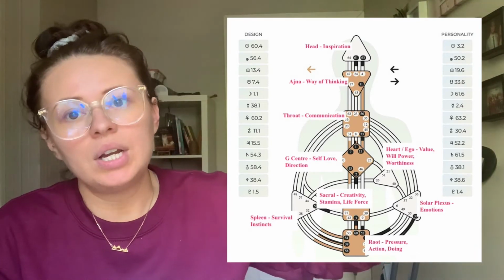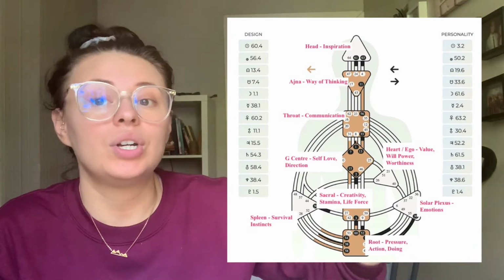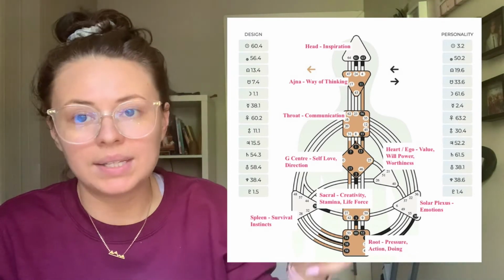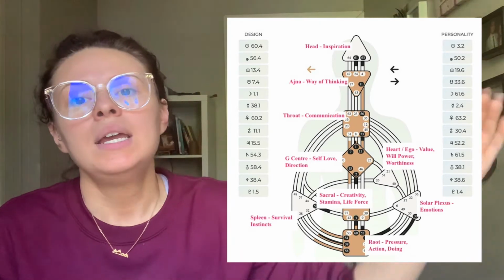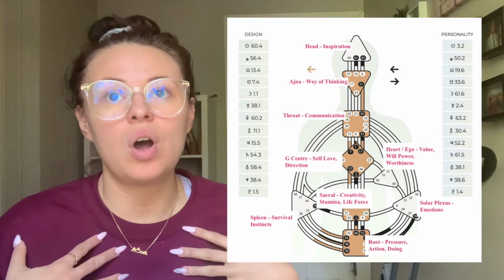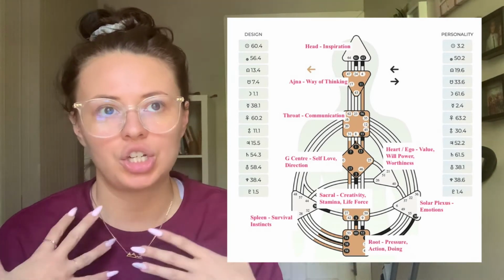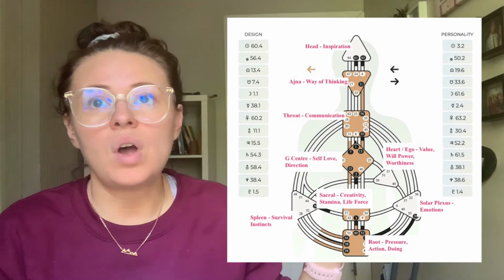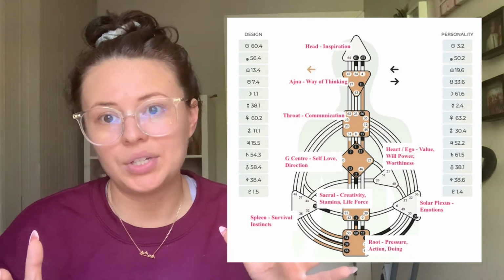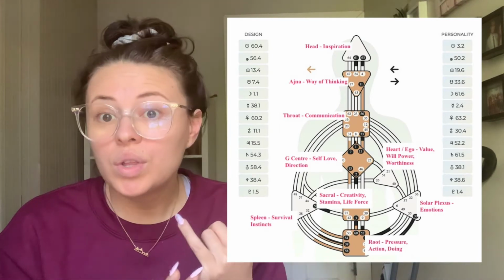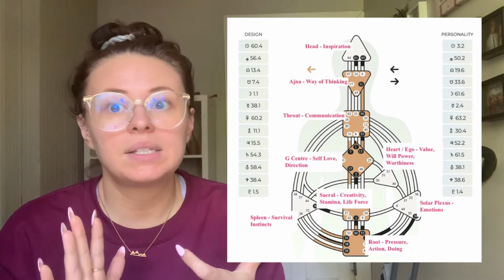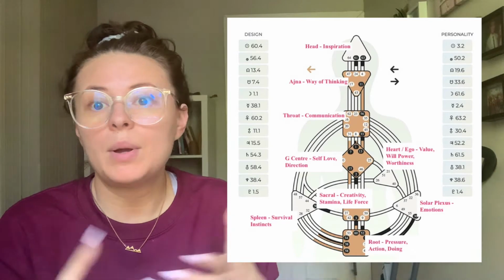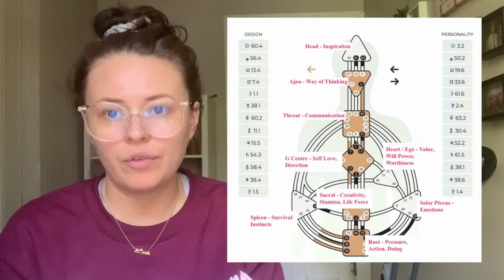The second center here, like I also mentioned, is the Ajna Center. It's our way of thinking. Then we have our throat center. This is how we communicate. Then we have the G center. This is all about self-identity, self-direction, self-love. Then we have the heart center, like I mentioned. It's also called the ego center. So this is all about worthiness, comparisonitis, value. Then we have our sacral center. This is all about creativity, stamina, life force.